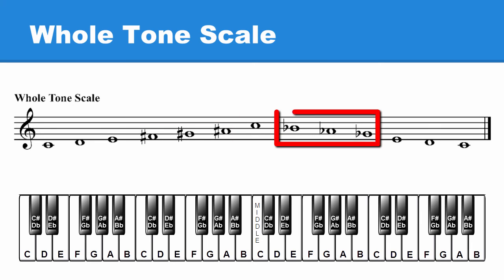We're going to use flats descending now. So here we go. Starting on the C, C, B, B flat, A flat, G, G flat, F, E flat, D, D flat, C. And that's the whole tone scale. The whole tone scale is the scale you get when using only whole steps.